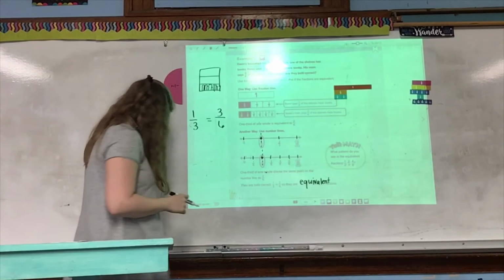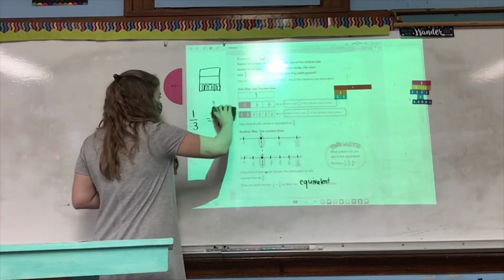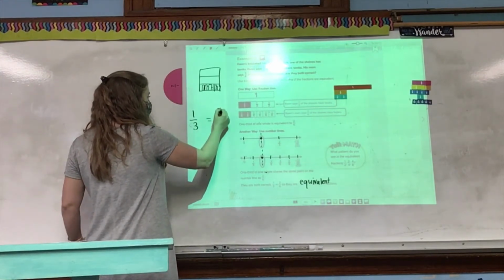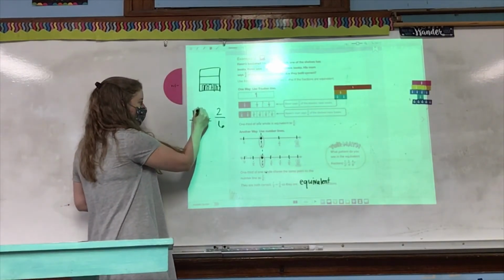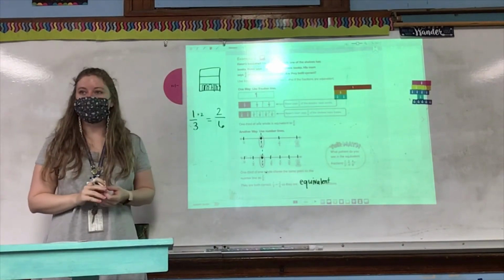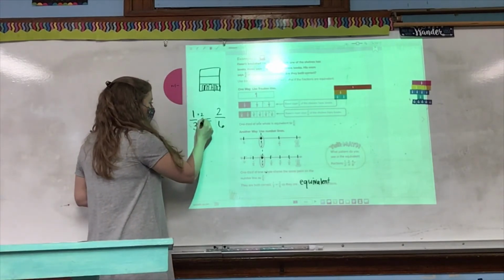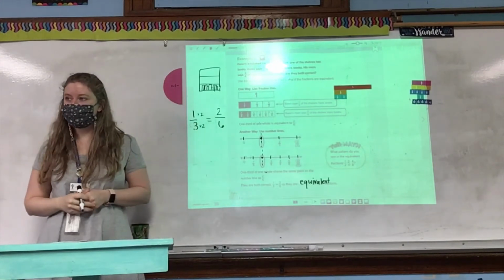On 1/3 and 2/6, I realized that 1 times 3 equals 3, and then 3 times 2 equals 6. So Victoria noticed something. She noticed that 1 times 2 equals 2, and 3 times 2 equals 6.